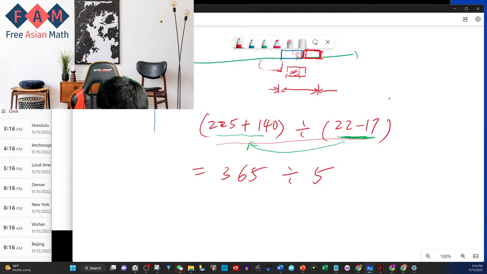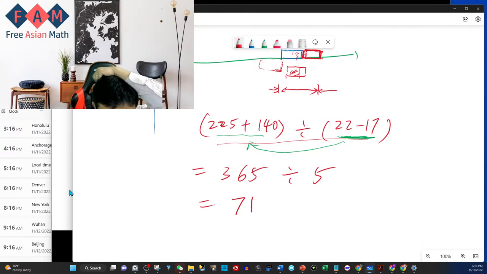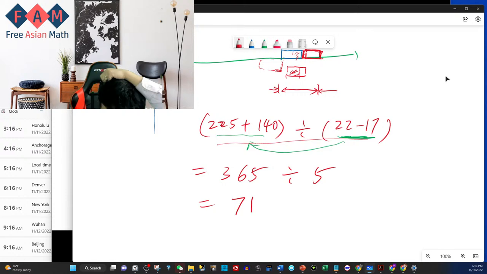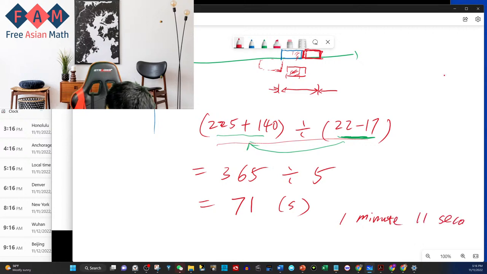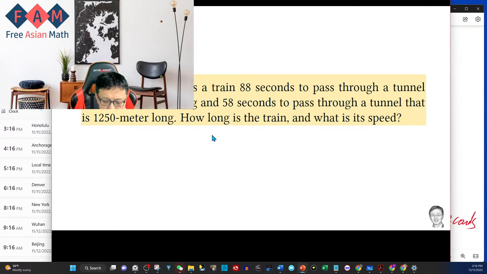Okay, now the rest is quite straightforward. So 71. And never ever forget what we're talking about here. So we have to look at this: this is the time it will take. So this is seconds. Of course, you can say this is 1 minute and 11 seconds, something like that. But for now, this is good enough for us. The time is 71 seconds, okay? So let's take another problem.